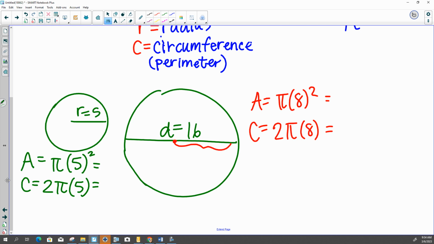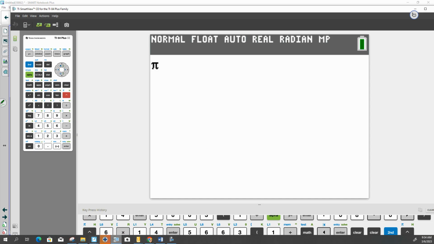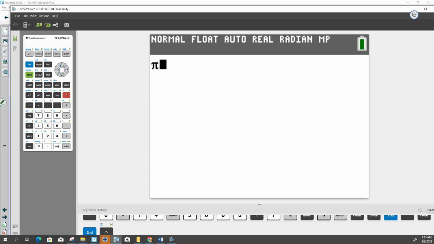Does everybody know where pi is? So do you see the button that we had used for the power of, that little caret button? Look at the little blue above it. It's super blurry on my screen. So underneath clear, you've got your caret button, and the little blue pi. So in order to get those blue characters to work, you push second, and then the caret, and it will give you that pi symbol.